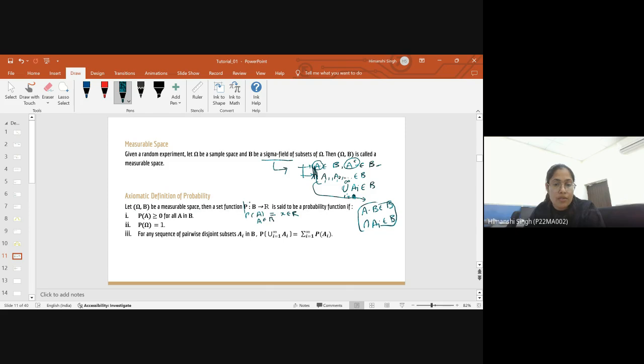This function will be called a probability function if the probability of A is greater than or equal to 0 for all A in B, the probability of the whole set omega is 1, and for any sequence of pairwise disjoint sets, meaning A_i intersection A_j is empty for i not equal to j, the probability of the union for i from 1 to infinity of A_i is equal to the sum of the individual probabilities. These three conditions are necessary in order to say that P is a probability function.